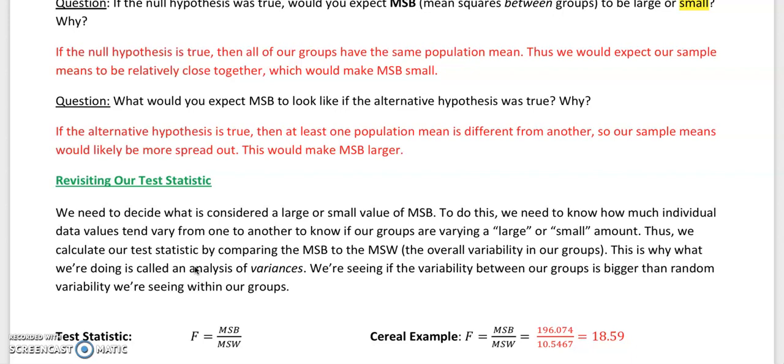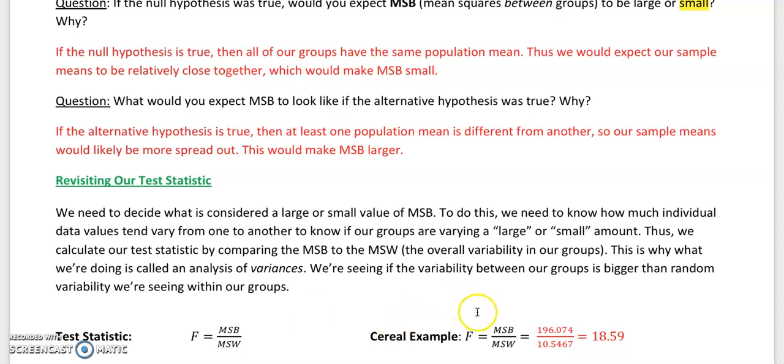So when we look at how much our groups vary from one another, we're going to compare that to how much natural variability there would be if nothing was going on, and that's why the ANOVA is called the analysis of variance. If our groups are varying a lot more than what would happen if nothing was going on, that tells us that we think that there probably is something happening. The alternative hypothesis probably is true.